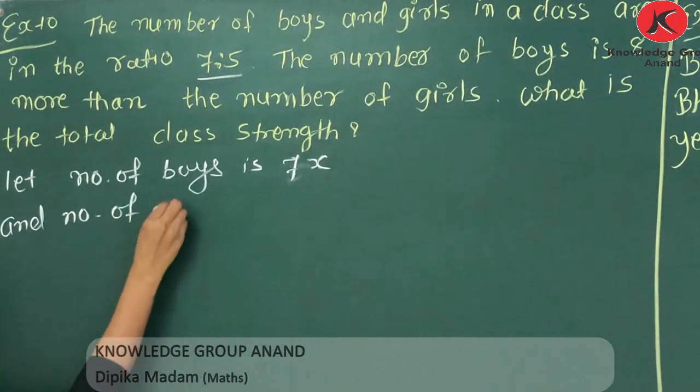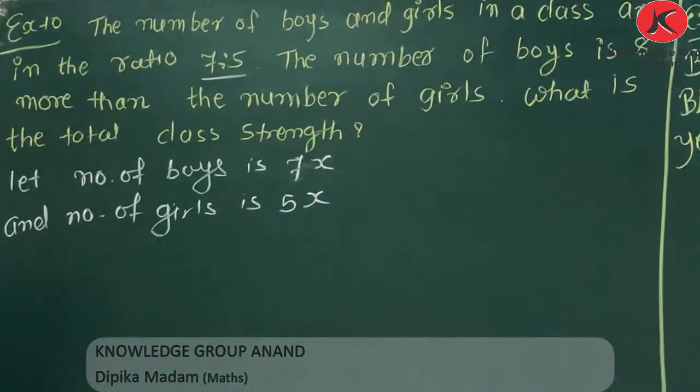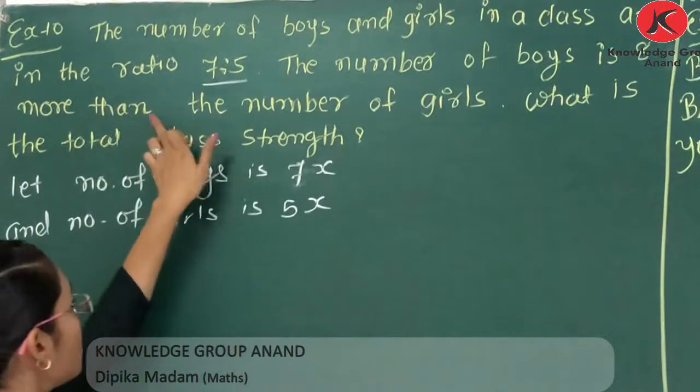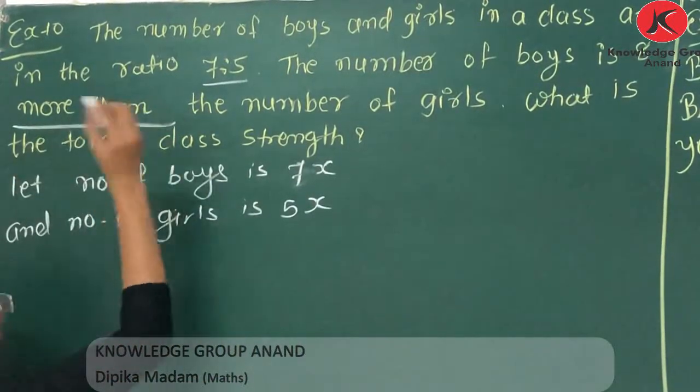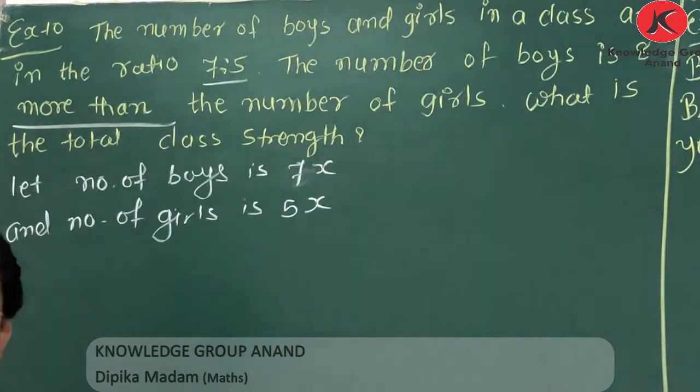number of girls is 5x. Now, the next statement is: the number of boys is 8 more than the number of girls. Now, what is the equation? There will be an equal to sign.